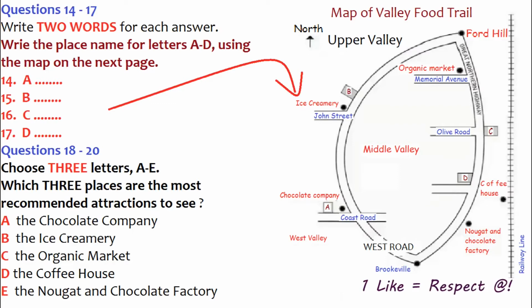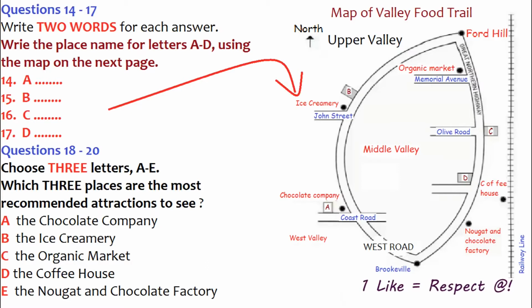A little further north we have reached Ford Hill, where we can start our drive southwards along Great Northern Highway following the railway line. First we come to the organic market near the corner of Memorial Avenue, and then to Olive Farm opposite Olive Road. Just before we come to the next street crossing, we see the Honey Pot, which is practically opposite the coffee house. There is another chocolate company which sells nougat as well, just nearby. Following the railway line along Great Northern Highway, we return back to Brookville.